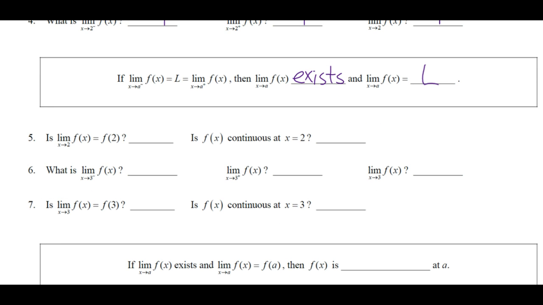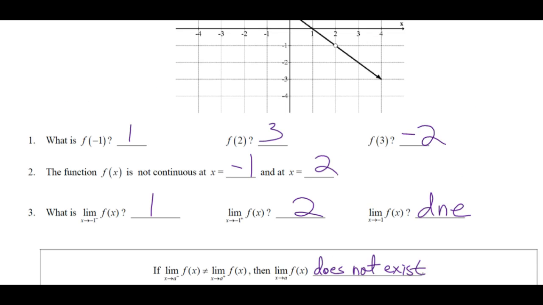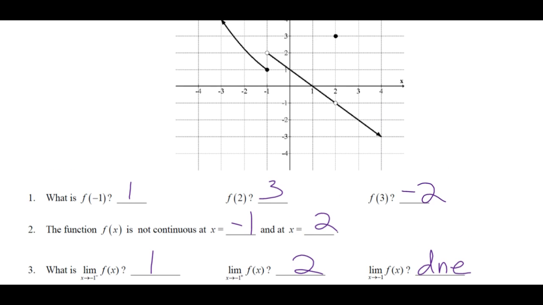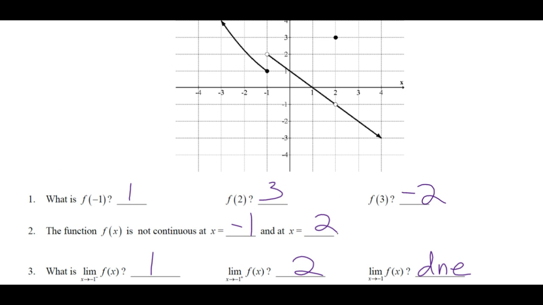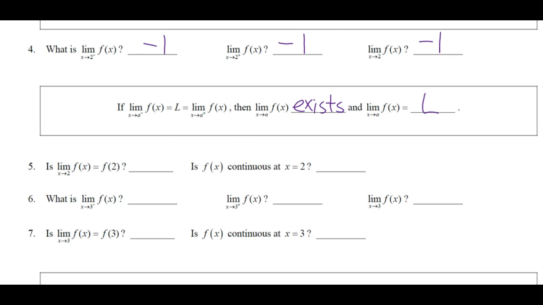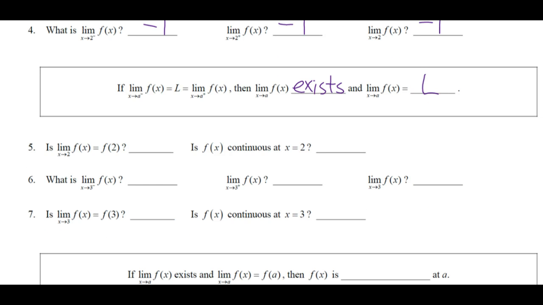So, is the limit as x approaches 2 of f of x equal to f of 2? So we said the limit of this was negative 1, but we said that f of 2 was 3, so is negative 1 equal to 3? Could say no a little quicker. Okay, so is the limit... no. So is it continuous? No.